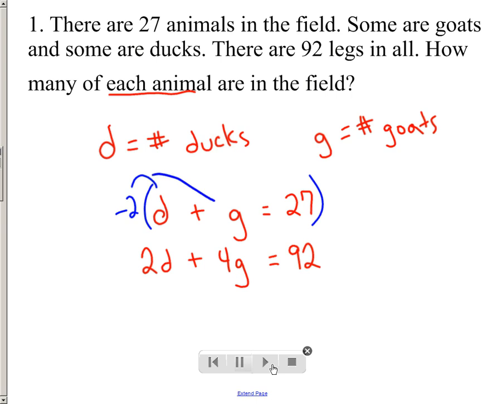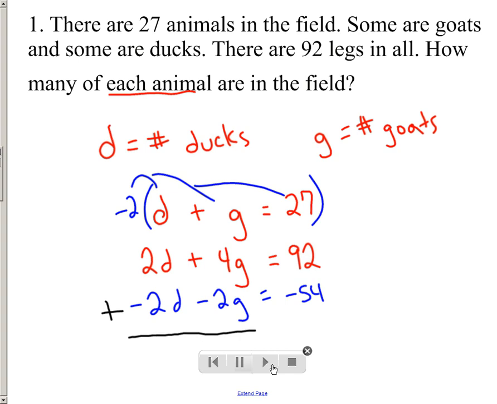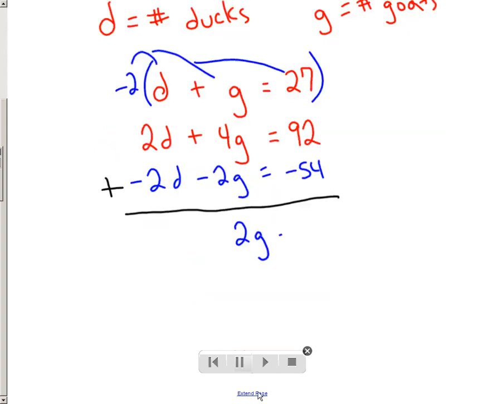And then we're just into the elimination method, and I'm multiplying that first equation by -2, so that way I can cancel out my d's over there. So there we go. We did the distribution, and now we're ready to solve this system of equations. Again, the d's canceled out, and we're left with 2g equals 38. And as you can see, we got 19 goats.